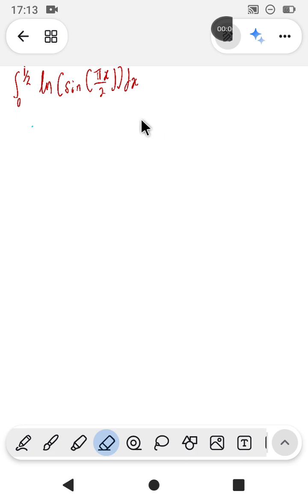So in today's video we'll be solving this beautiful integral. We have the integral from 0 to half of natural log of sine of pi x over 2 dx. You can see this is a logarithmic integral, and then we have a trigonometric function there. So how do we solve this problem?